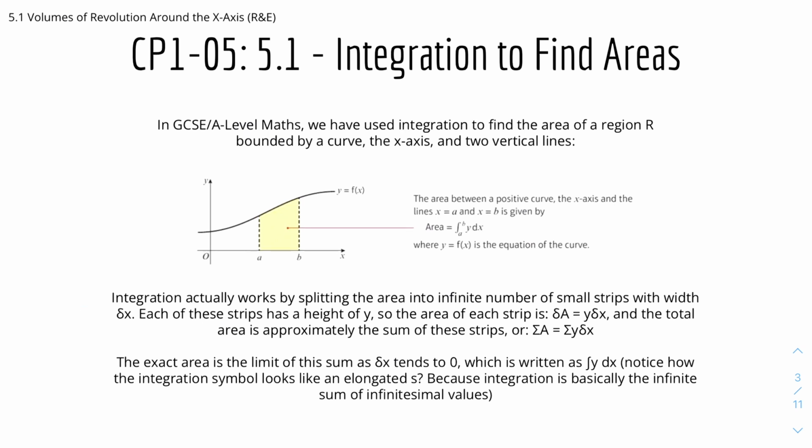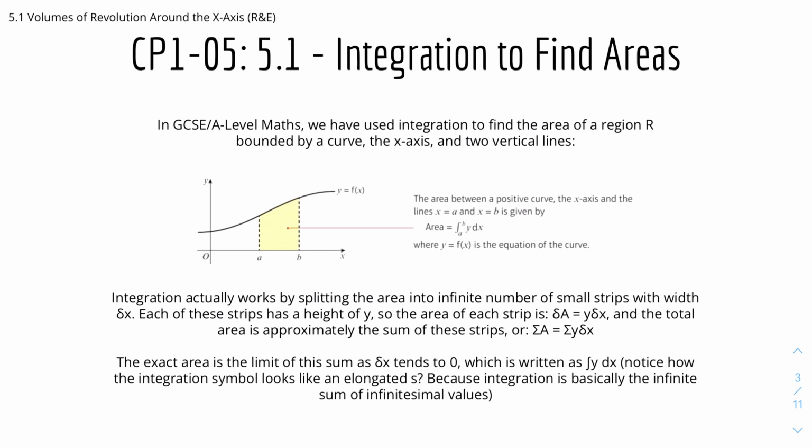Integration actually works by splitting the area into an infinite number of small strips with width delta x, which is the difference in x. Each of these strips has a height of approximately y. So the area of each strip, delta A, the change in area, is equal to y times delta x. The total area is approximately the sum of these strips, the sum of A is equal to the sum of y times delta x, and the exact area is the limit of this sum as delta x tends to 0.